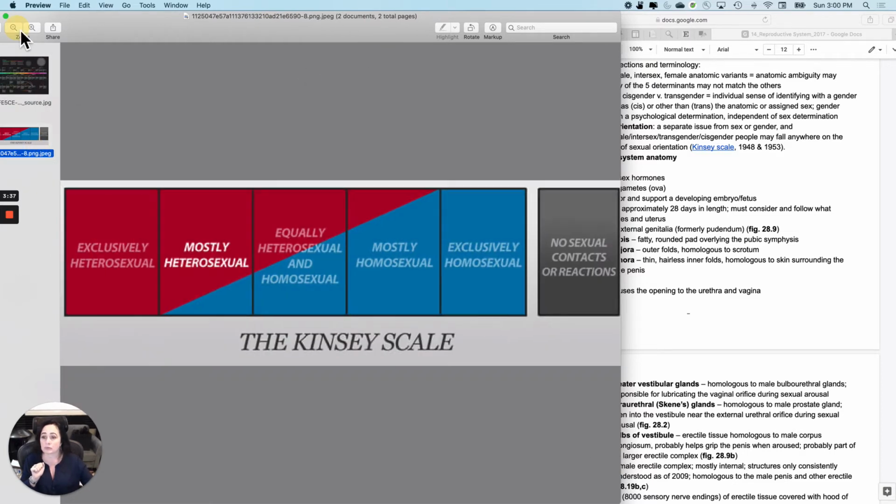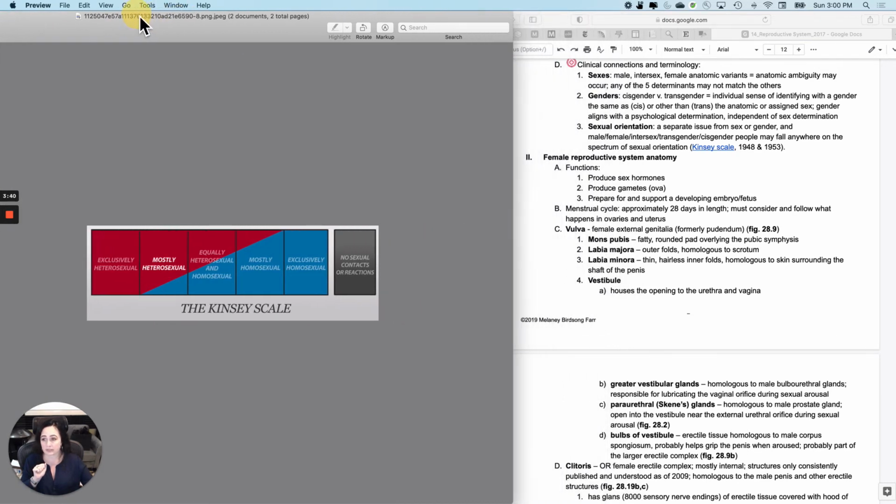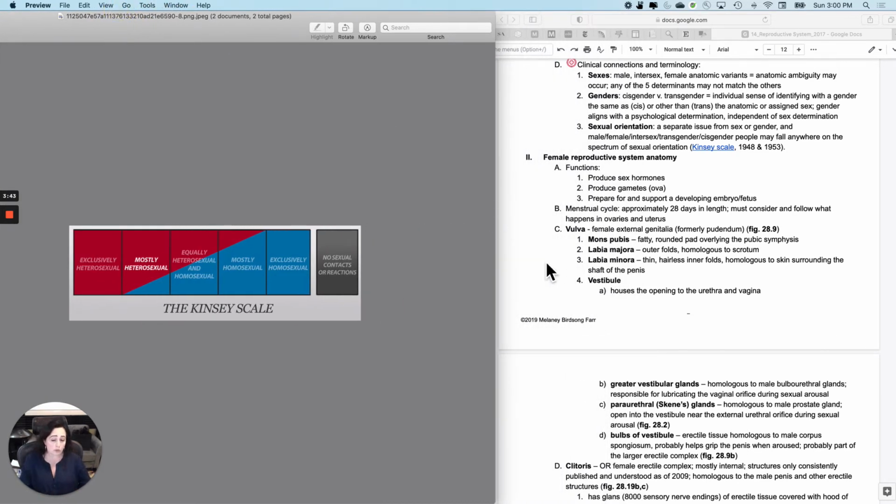So what about sexual orientation? What does it have to do with this story? Well, it doesn't directly have to do with this story at all, but again, the terminology is used inexactly, even by me, and you can hear me kind of struggling to make sure I'm using the correct terminology, because I was taught sort of an incorrect terminology, so I'm working on it. So what is sexual orientation? This is a separate issue than sex or gender. And male, female, or intersex individuals, transgender, cisgender individuals can fall anywhere along the spectrum of sexual orientation.